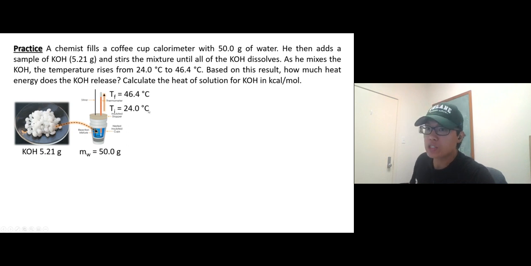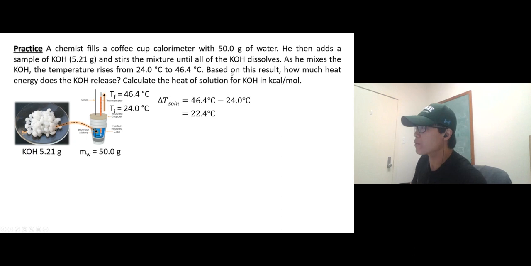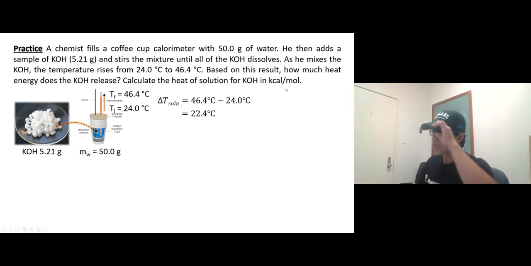I know that I'm going to need to use the delta T, so I'm going ahead and calculating it. 46.4 minus 24 degrees Celsius, so you get 22.4 degrees Celsius difference. Okay. Based on this result, how much heat energy does potassium hydroxide release? 5.21 grams of potassium hydroxide release a total. And I calculate the heat of solution of potassium hydroxide in kcal per mole. Okay, not bad.